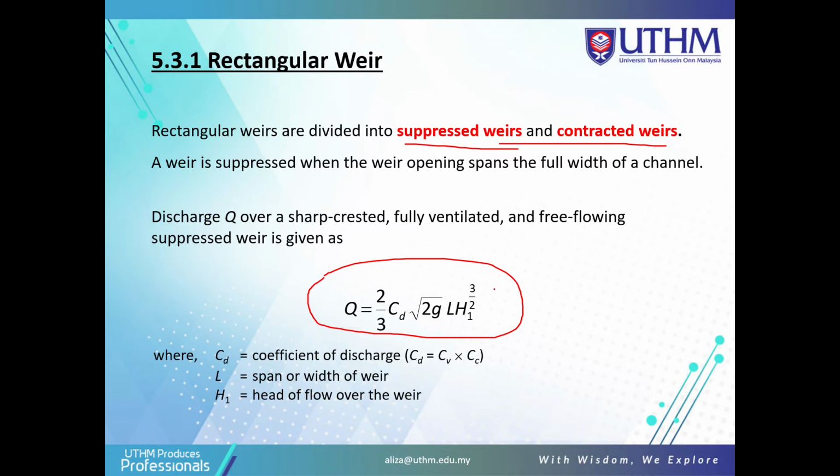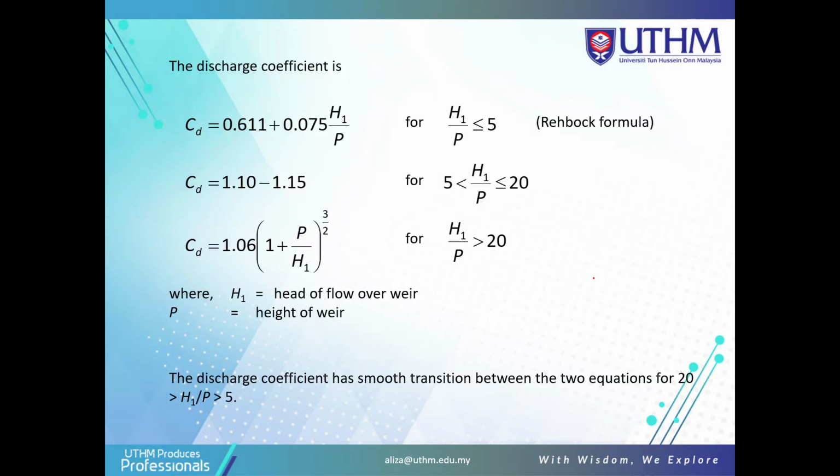The formula is given, but it is not mentioned that this formula is for a rectangular weir. So you must be familiar whether this formula is for a rectangular weir or not. The discharge coefficient is also given, based on the Rehbock formula, depending on the range of H1 over P, to get the CD.